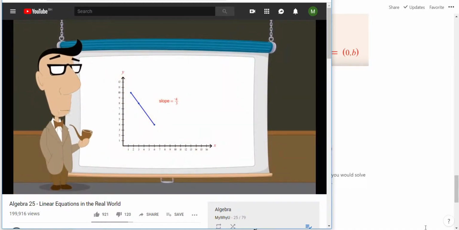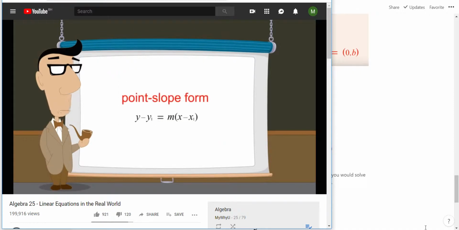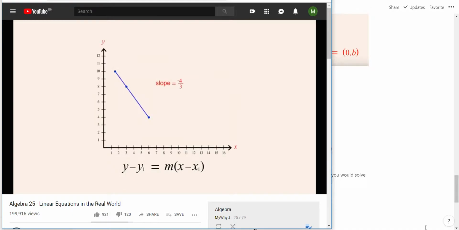Since we know this line's slope and at least one point which falls on the line, we can write the equation for this line using the point-slope form. If we choose the bottom point, which has coordinates 6, 4, to use as the known point in the point-slope formula, then x1 is 6, y1 is 4, and the slope m is -4/3.